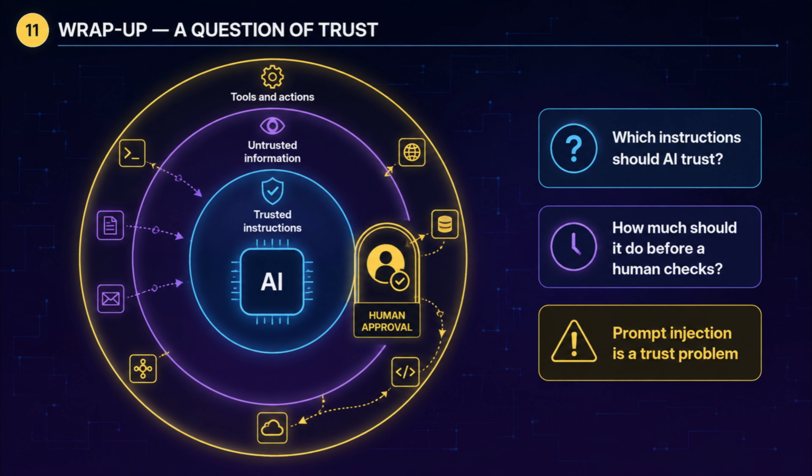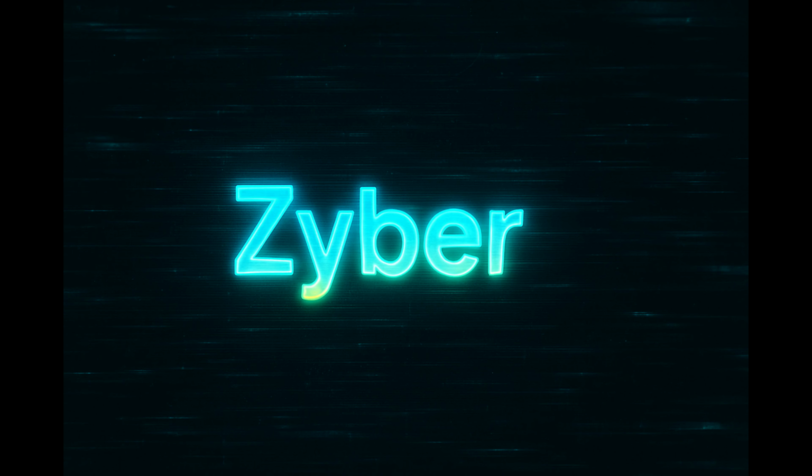Prompt injection is not really about one magical sentence. It is about trust. Which instructions should the AI follow? Which information should it treat only as data? And how much should it be allowed to do before a human checks? Those are difficult questions, but asking them now helps developers build safer systems before AI becomes connected to even more of our digital lives.